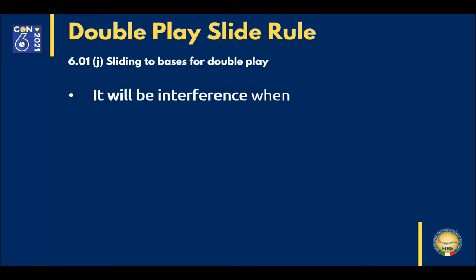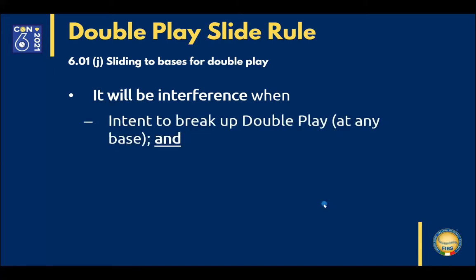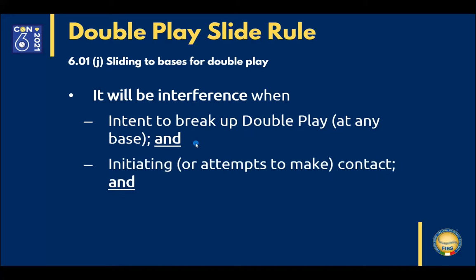So it will be interference in the situation of a double play when, first, there is an intent to break up a double play. This can happen on any base. Second, the runner is initiating or attempts to make contact. And third, the runner is not engaging in a bona fide slide. If those three things come together, you'll have an interference.